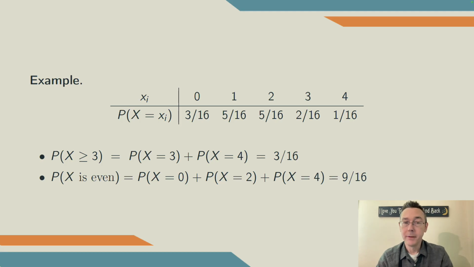Here's an example using that same distribution we were looking at a minute ago. Let's find the probability that X is greater than or equal to 3. We're going to do that by taking the probability that X is 3 and the probability that X is 4, adding them up. So we're doing 2/16 plus 1/16 to get 3/16.